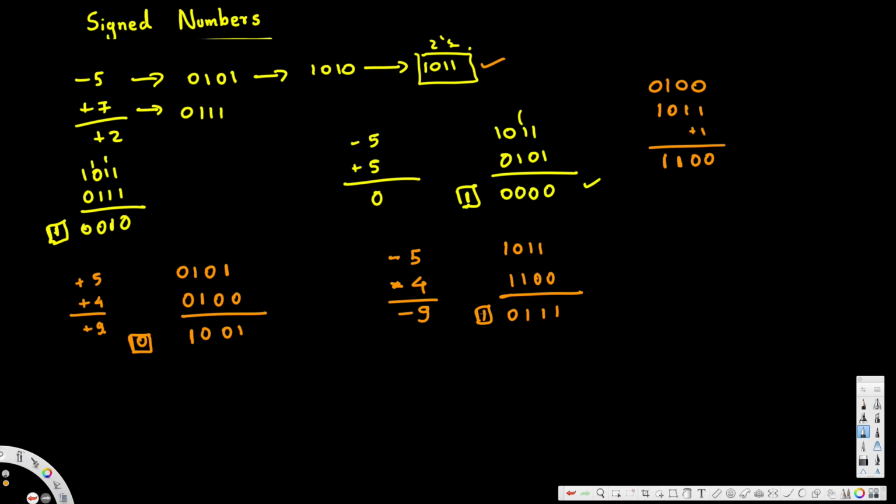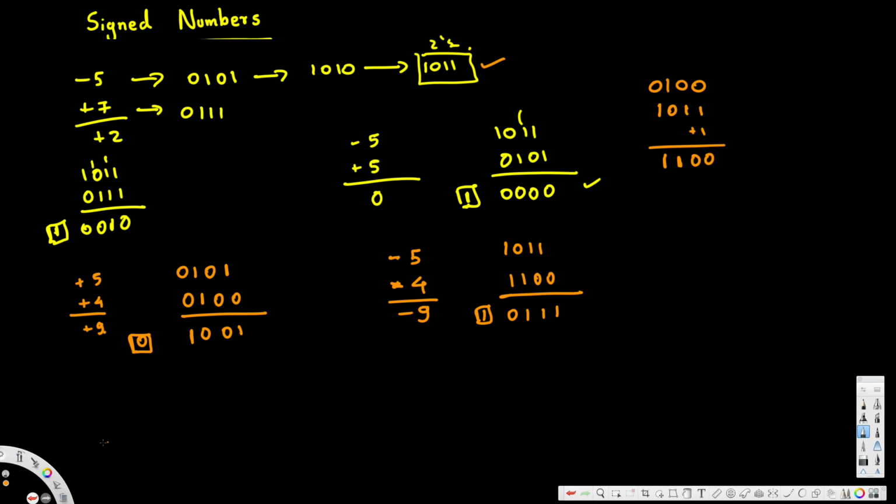Since this is carry 1, when we add two equal signs, if both of them are negative signs, or both of them positive signs, and if we have overflow 1, we had to do the 2's complement to find the real answer. But it mostly happens with the negative number, because this is the possibility of getting negative. So we will get a carry overflow of 1. So we had to do the 2's complement of this one, and that gives the right answer.